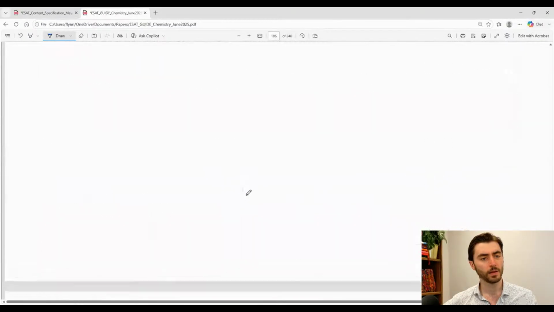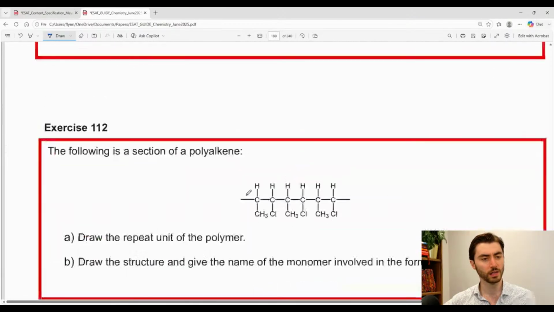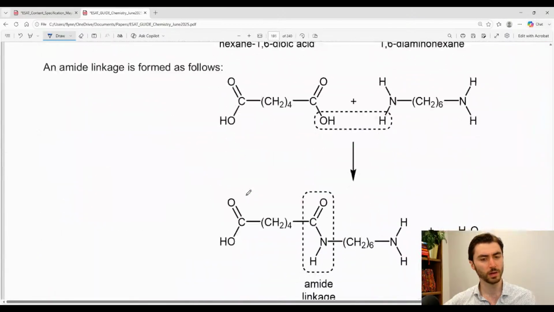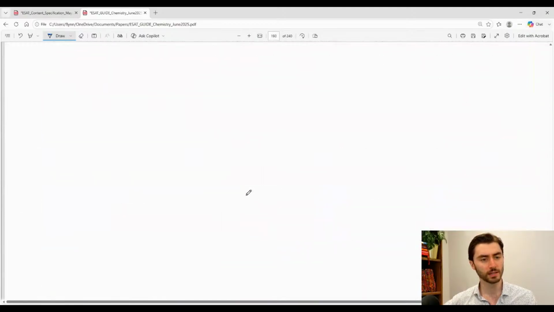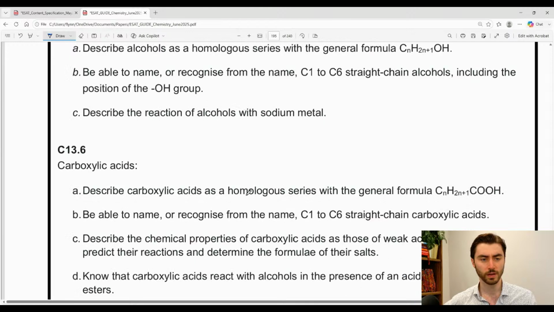Did I see some? Oh, that's reactions of alkenes. Yeah, you add stuff across the double bond, you're fine. 13.4. You get a bunch of nastiness. 13.5. C.